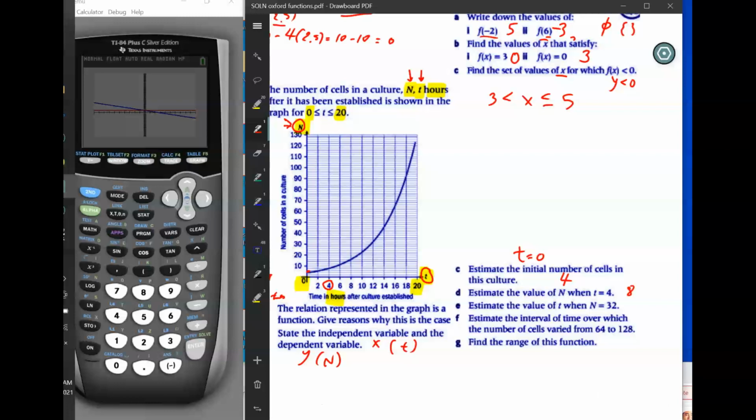Estimate the value of t when n equals 32. Ooh, tricky. Now instead of giving us the t value, they're giving us the n value. 32 is about there, so that looks like it's about there. So it looks like it's going to be t equals 12.